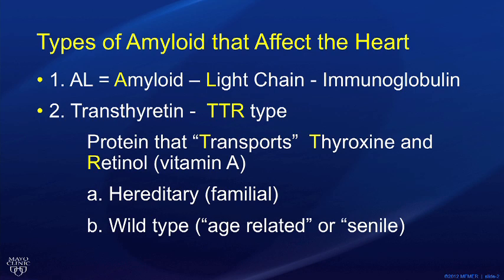The first type is what's called hereditary, or sometimes called familial amyloid. And in that type, an individual has a mutation which makes the protein abnormal. So the TTR protein has a different structure that makes it unstable, and it tends to form this amyloid fibril that then gets deposited throughout your body. The hereditary form of TTR amyloid most commonly affects the nerves and can cause neuropathy, or it affects the heart, or sometimes both. The other type of TTR amyloid is called wild type.